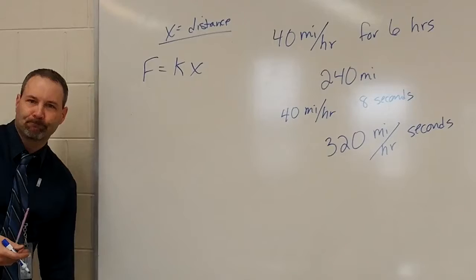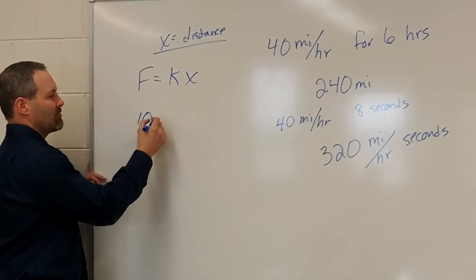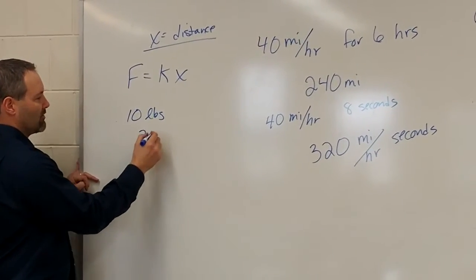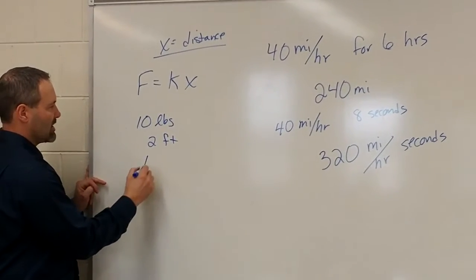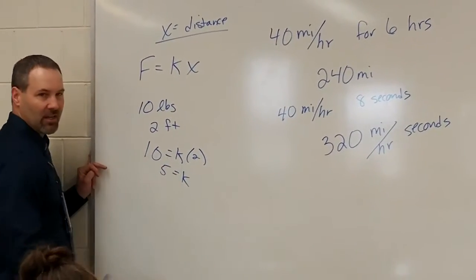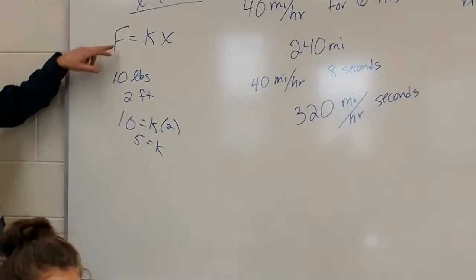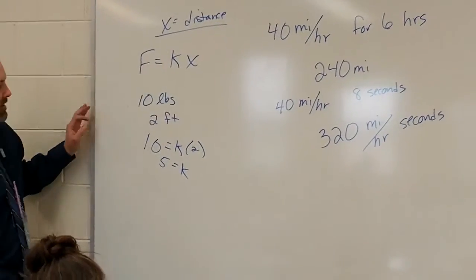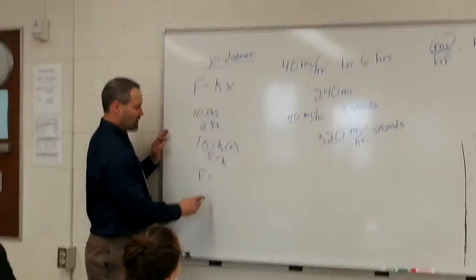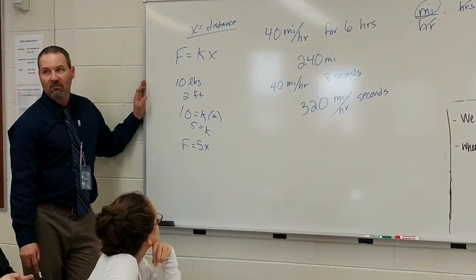Let's say it took 10 pounds of force to go 2 feet. Well, then 10 would equal k times 2, so k would be 5. So put 10 in for force and 2 for feet, and my k would be 5. Then my force equation in this problem would be 5x, because I replaced k with 5.